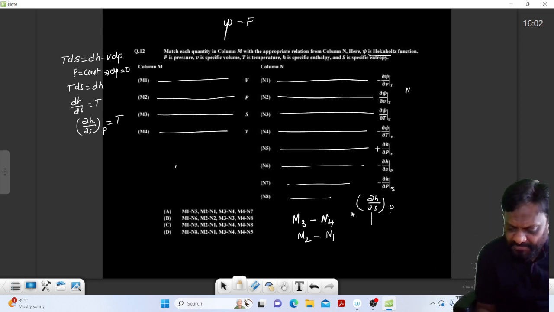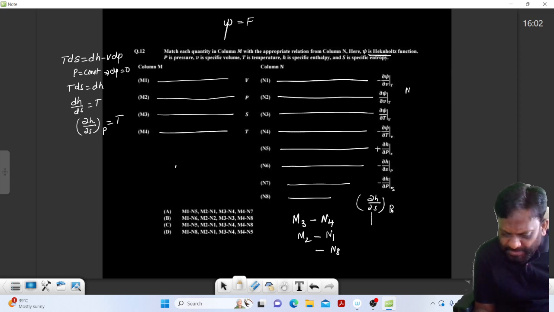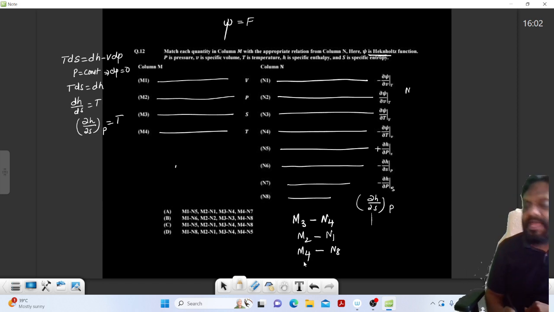∂H/∂P is T. So therefore N8 is matching to ∂H/∂S at constant P, which is T. P का मतलब M4. M4. ठीक है सर. Now last one.